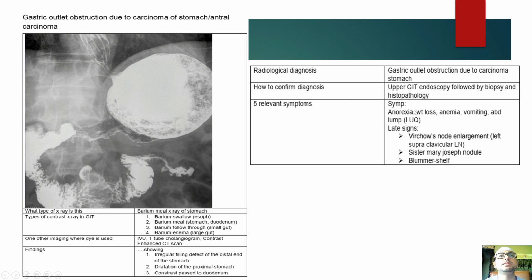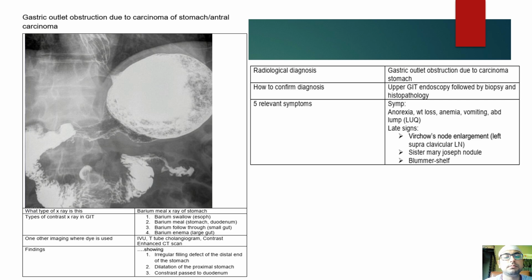So what will be the relevant symptoms? Anemia, weight loss, anorexia, vomiting, and abdominal lump. And the signs will be Virchow's node, supraclavicular lymph node, Sister Mary Joseph's nodule, and Blumer's shelf. Blumer's shelf in the rectum, and Sister Mary Joseph's nodule in the umbilicus.